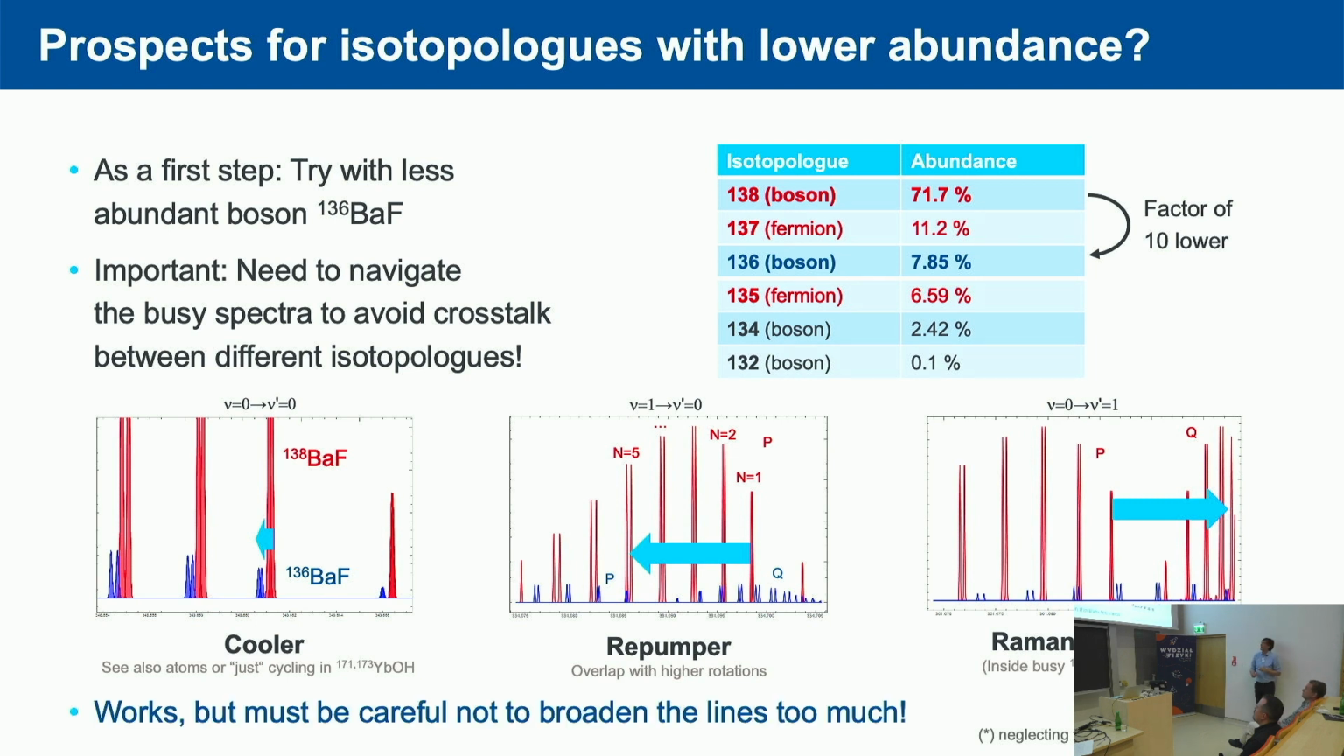But for example, if you think about cooling, the strategy is normally you crank up your laser power as much as you can to get the largest forces, but this is something you cannot necessarily do, because then you will start to overlap with the other species. So you have to be a bit careful, but as I said, it works out fine.